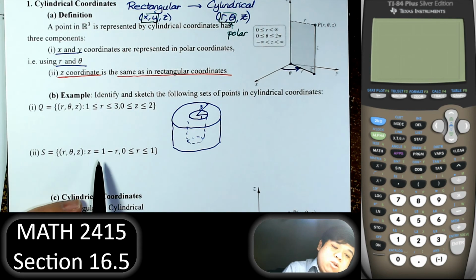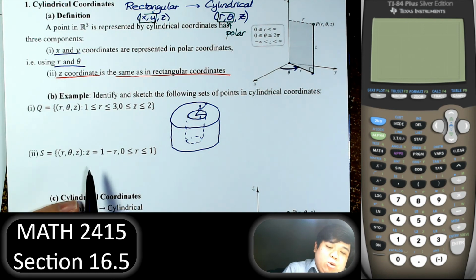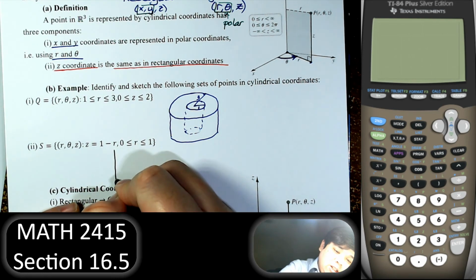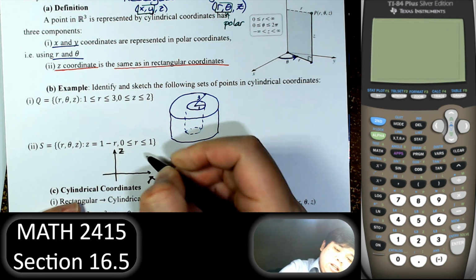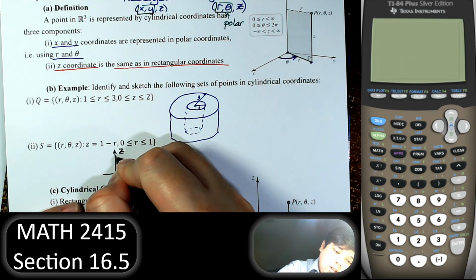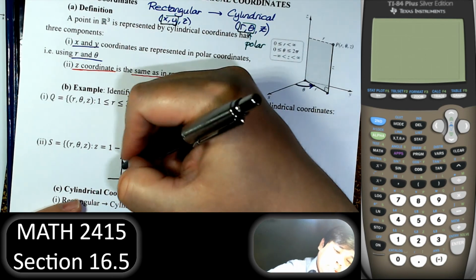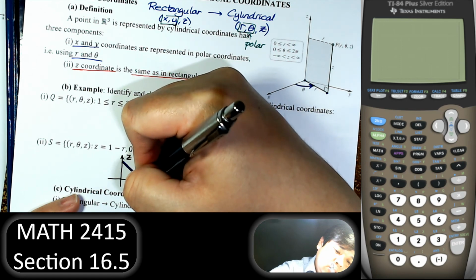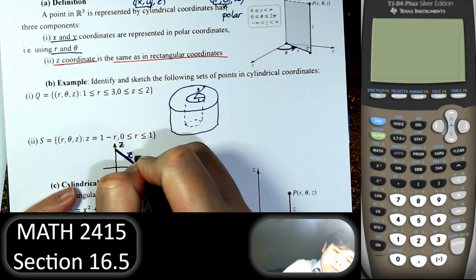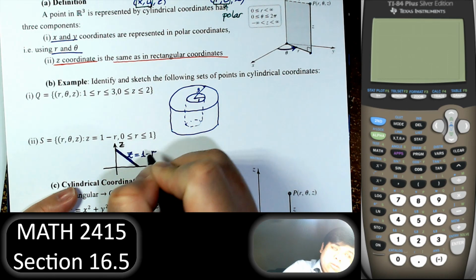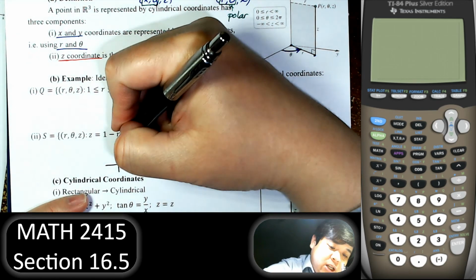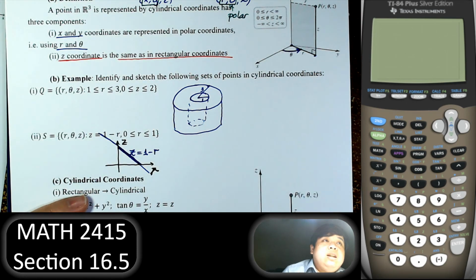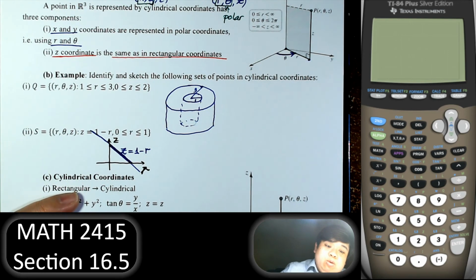Next we have r, theta, and z, where z is equal to 1 minus r. So if we draw the coordinates, just r and z, we have z equal to 1 minus r. But it's not just that, it of course extends further than that. And then we have r between 0 and 1. So if we just draw z and r, that's what we have. But we need to draw this in 3D.